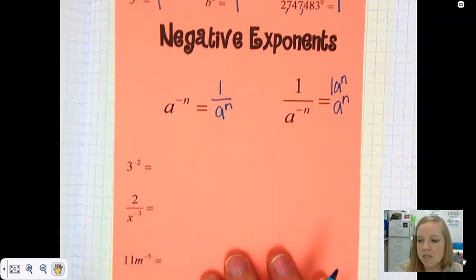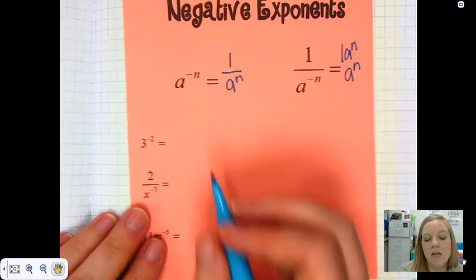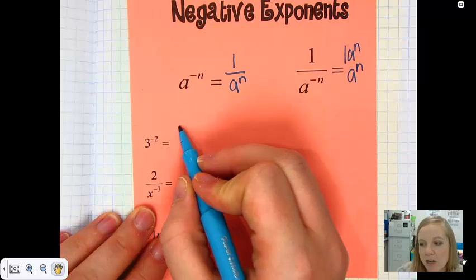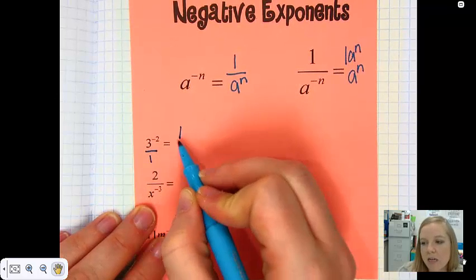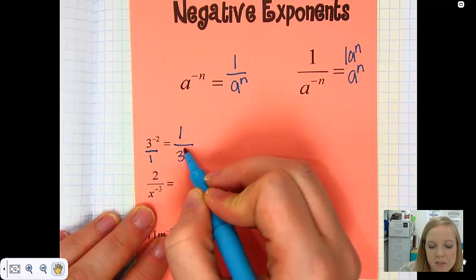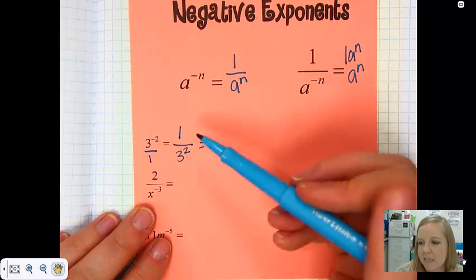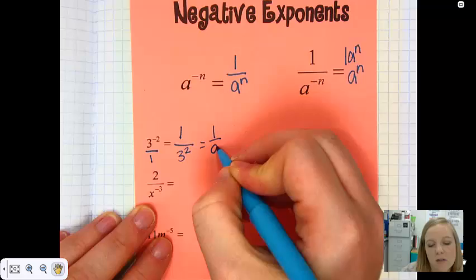All right? So again, I can do this on my calculator. 3 to the power of negative 2. So my base and my exponent are going to move. If this was a fraction, it would be over 1. So we're going to flip and become 3 to the power of 2. But I'm not done yet because I can simplify. 1 over 3 squared is equal to 1 over 9.